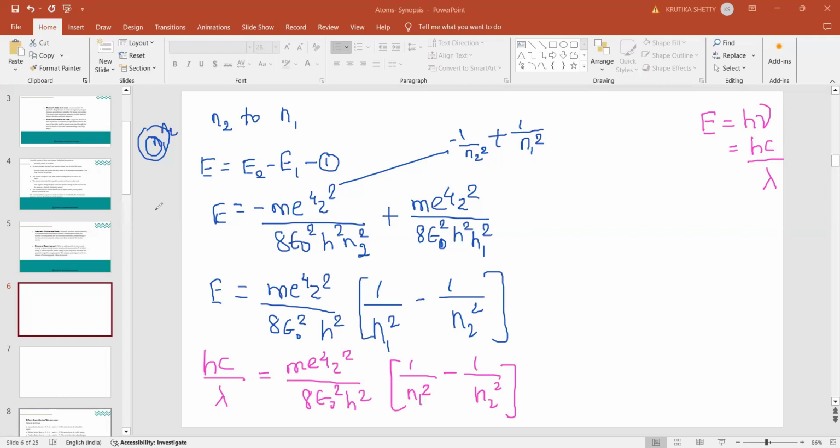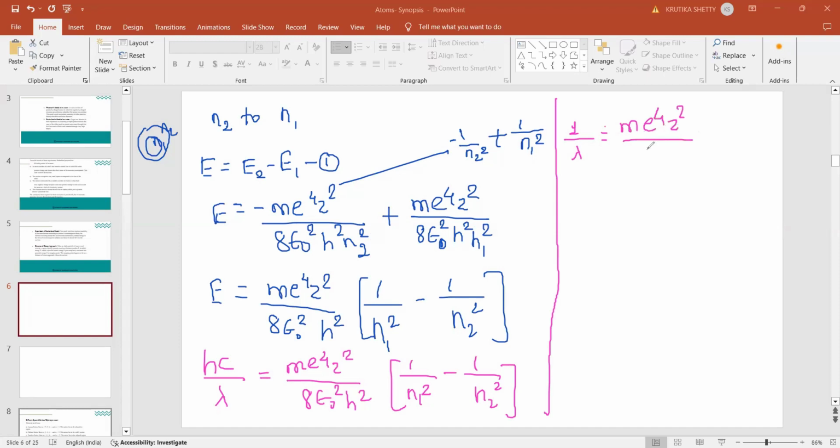Okay. So now whatever hc is there in the numerator on the LHS side, transfer it to the RHS side. I keep 1 by lambda here, and hc, which is in the numerator, when it comes to this side goes to the denominator, students. So m e raised to 4 z square upon 8 epsilon naught square h square. Already one more h is coming from the LHS to the denominator, so this becomes h cube, and c also remains, so take it here. Again inside the bracket it is 1 upon n1 square minus 1 upon n2 square.